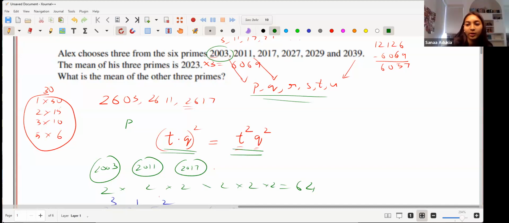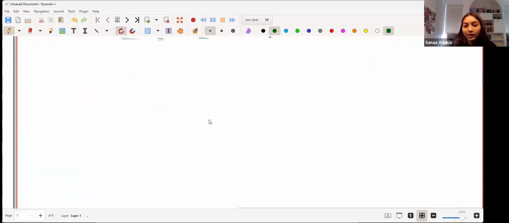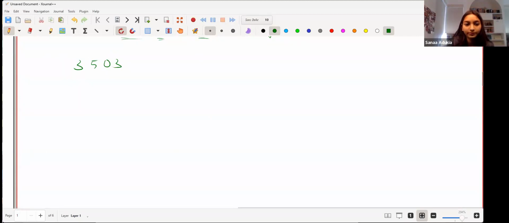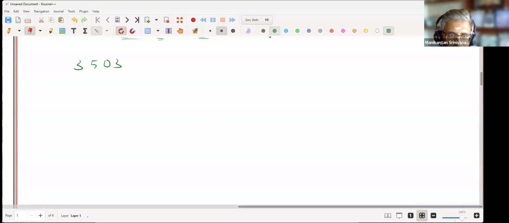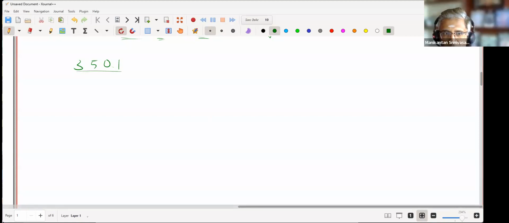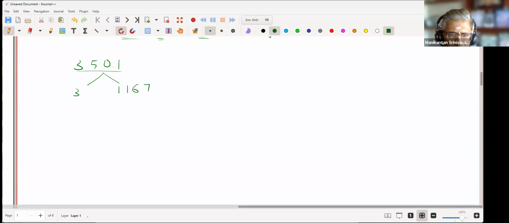For example, if a question asks about 3,501 and you have to find all the factors. Okay, let's do this. 3,501 is divisible by 3. 3 plus 5 plus 1 is 9, right? So let's divide by 3. What do we get? 3 ones are 3, 3 sixes are 18, 1167. Correct.